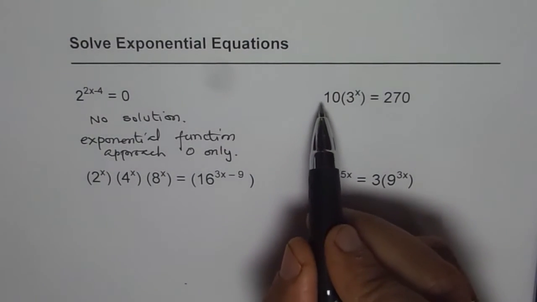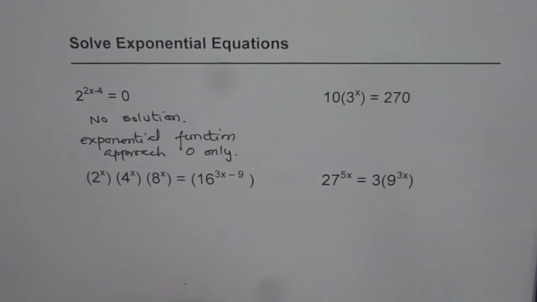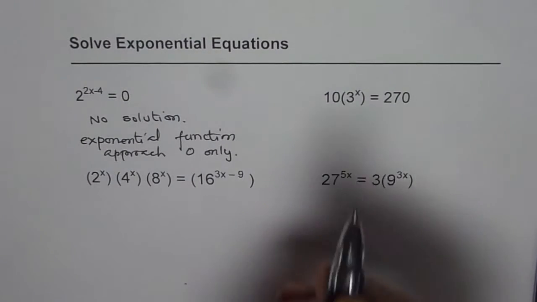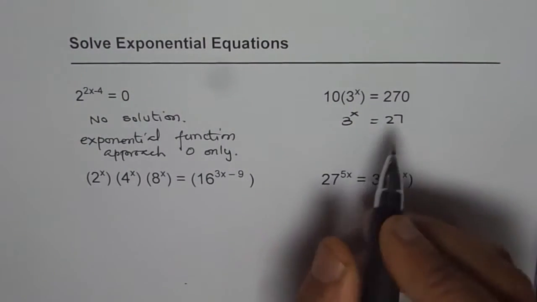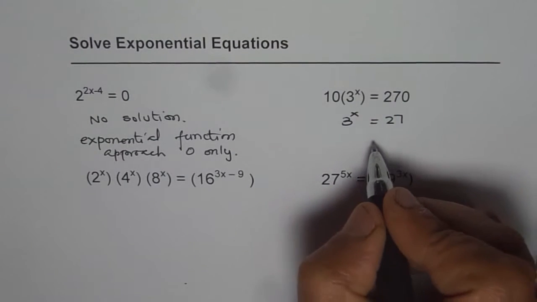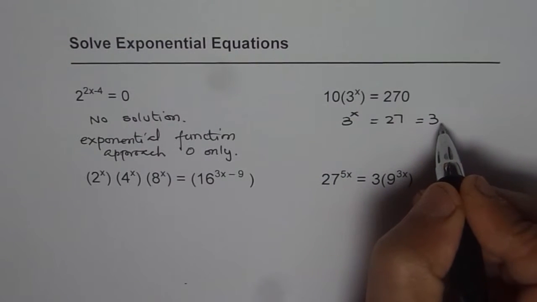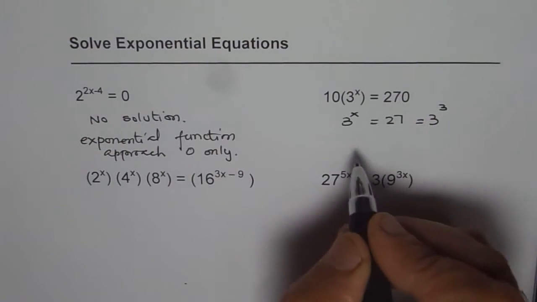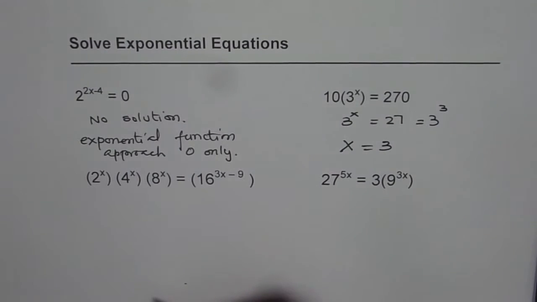Next one is 10 times 3 to the power of x equals 270. All are different kinds of questions, and therefore I think this is an excellent exercise. To solve this, we can divide by 10 first, so we get 3 to the power of x equals 27. And now we can write 27 as a power of 3. Now 27 is 3 to the power of 3, right? 3 times 3 is 9, 9 times 3 is 27. And therefore, since they have the same base now, we can write x equals 3. So that is how we can solve this one.